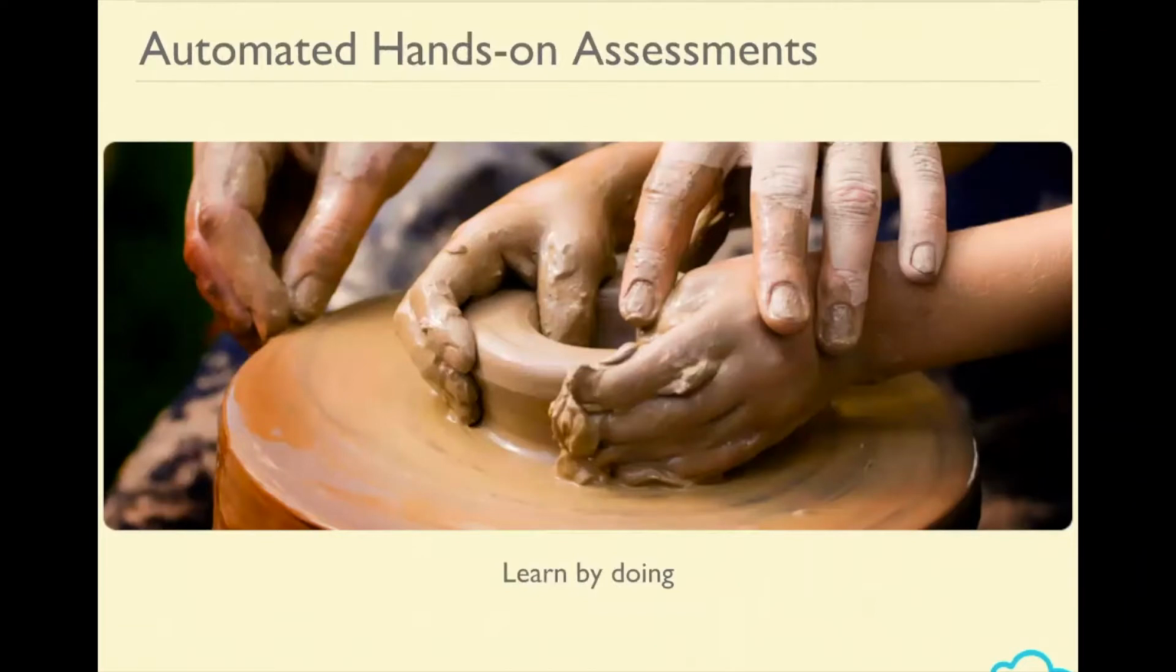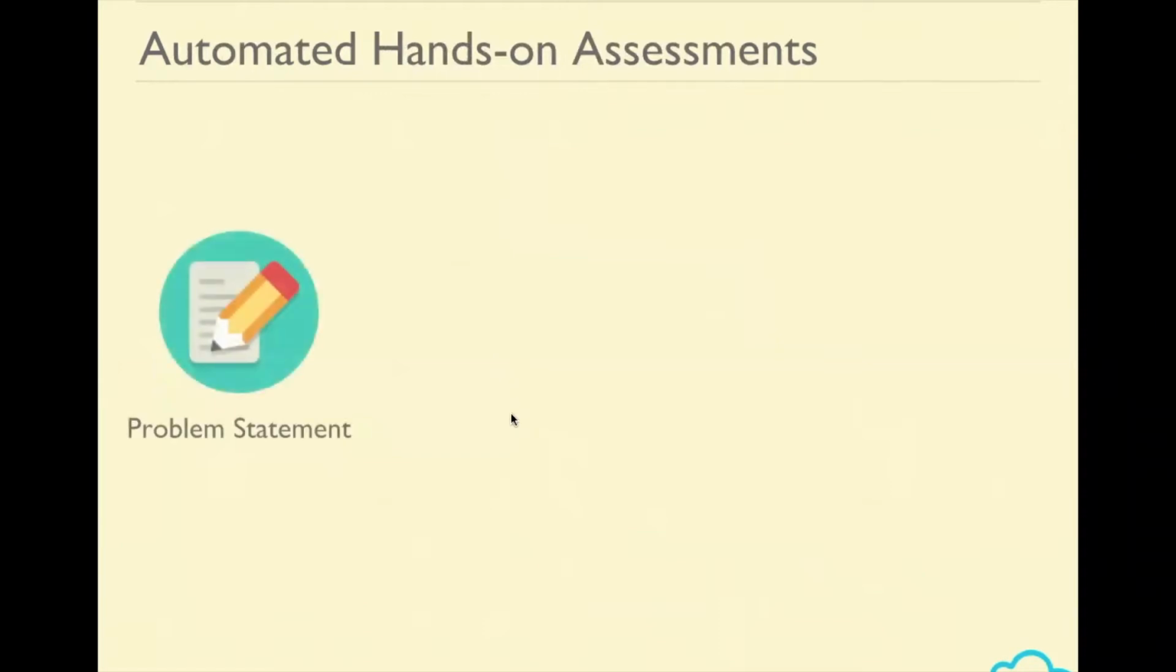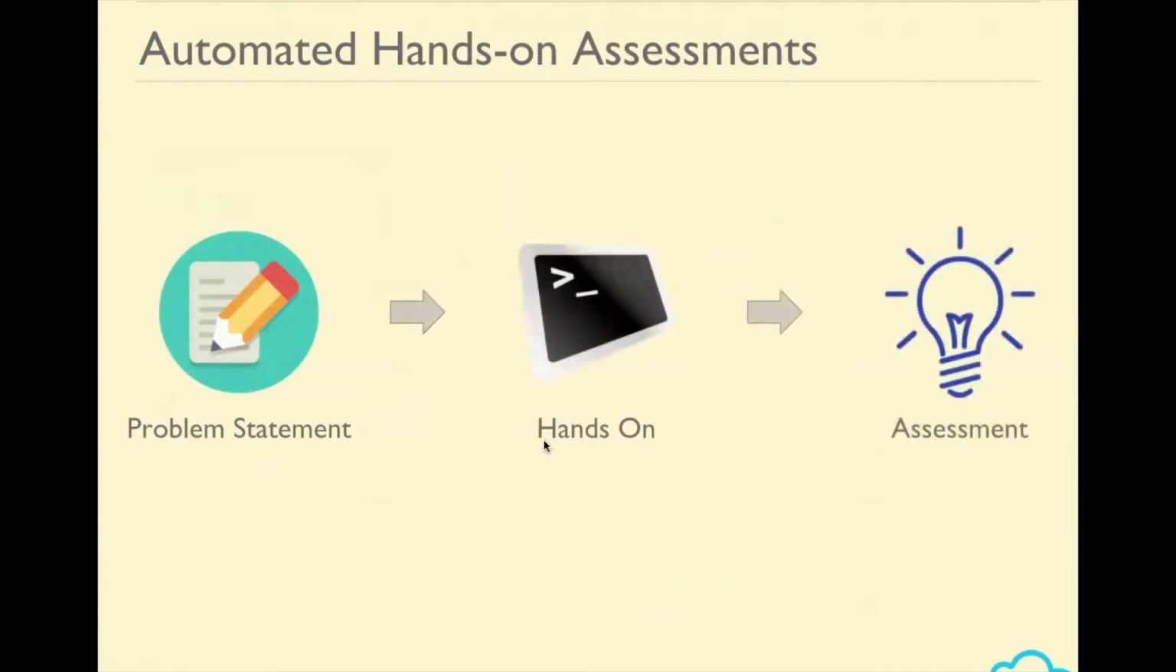So you will get a challenge, and you have to do it in CloudxLab. There will be a problem statement that you will have to solve using CloudxLab. And then there will be an assessment which will check whether you have done it correctly or not. That is what is called automated hands-on assessment. This is something unique about CloudxLab. So we are trying hard to build a very comprehensive system, and so far, the system is actually pretty good for learning Hadoop and Spark.